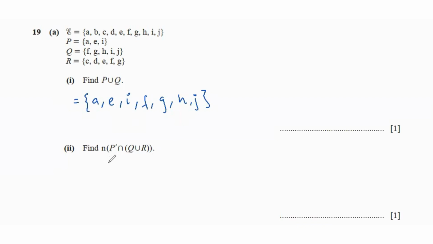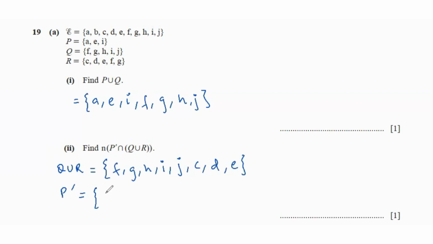Then it says find the number of P complement intersection Q union R. So Q union R, let's write that. That's going to be all the elements in Q and R. F, G, H, I, J, C, D, and E. We will not write F and G twice because they're common between both Q and R. Now P complement. That's everything that's not included in P. So that's going to be B, C, D, F, G, H, and J.